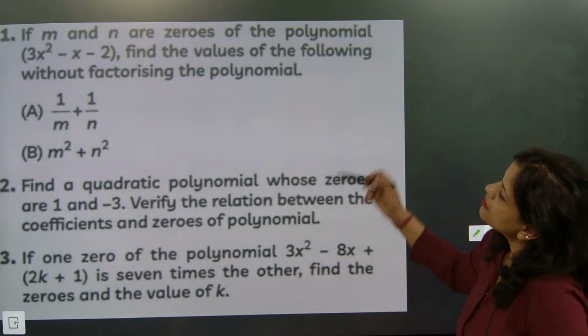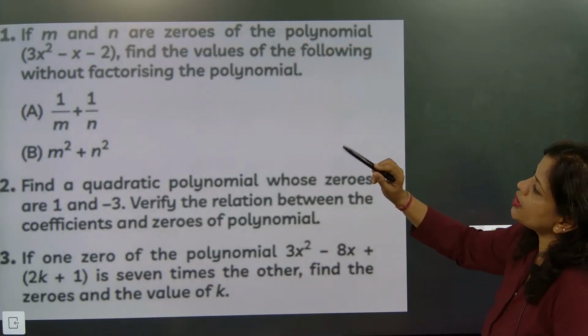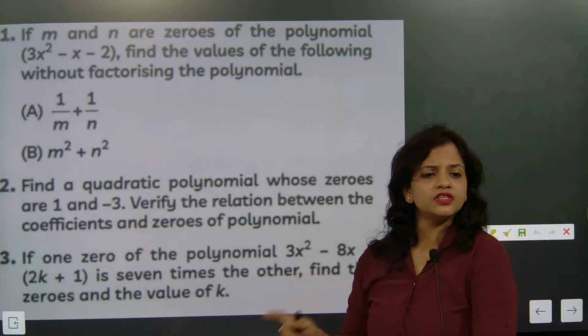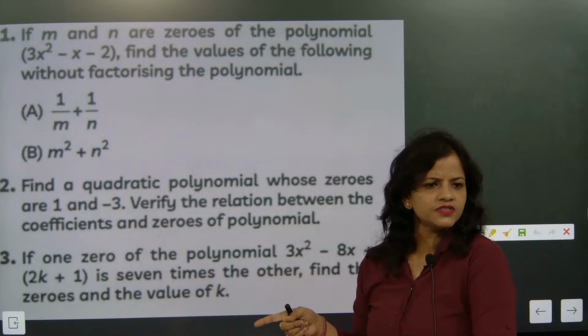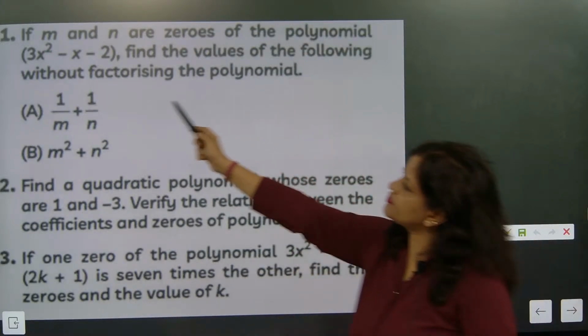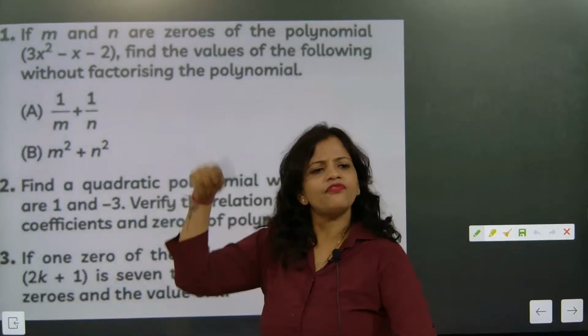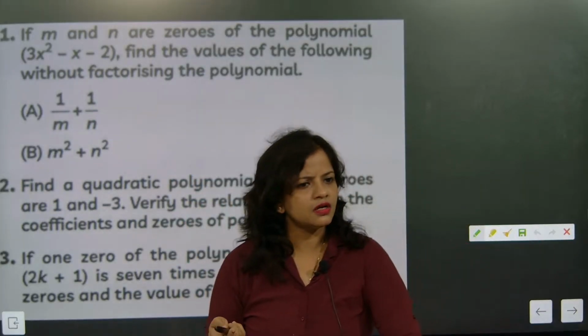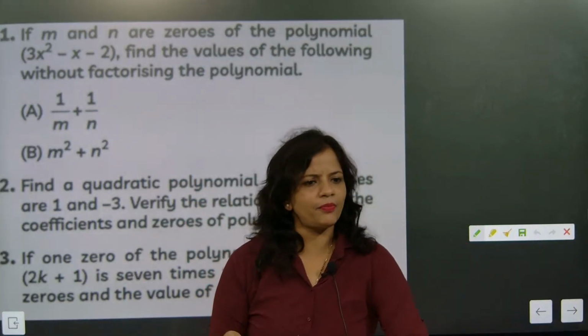Now look here, beta. a and b are zeros of the polynomial. When a and b are zeros of the polynomial, it means they will satisfy the equation. But here one thing is missing. Can I factorize it? If I factorize it, I will get the zeros. So ultimately I will get the value of m and n.